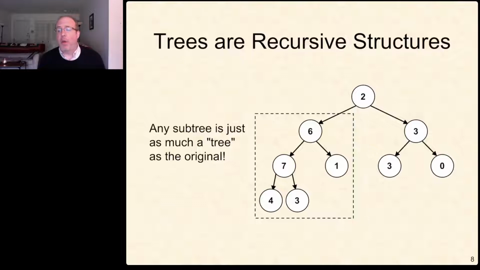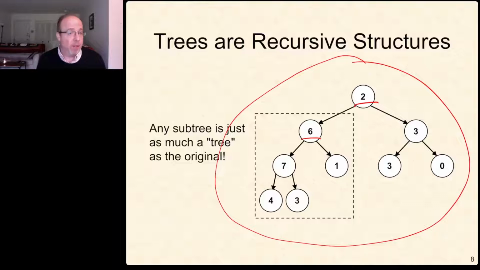One of the other really cool things about trees is that they're recursive structures. So the tree rooted at 2 is a tree, but it's also the case that the subtree rooted at 6 is also a tree. If the entire structure is a binary tree, then all of its substructures are also binary trees. Because if every node at or below 2 has at most 2 children, then every node at or below 6 also has at most 2 children, because it's just transitive.